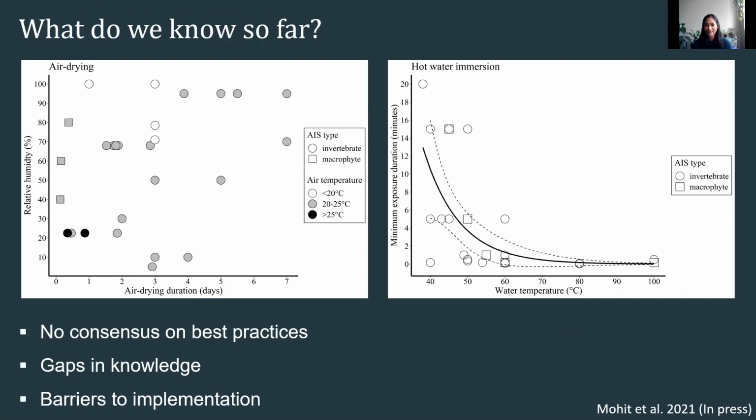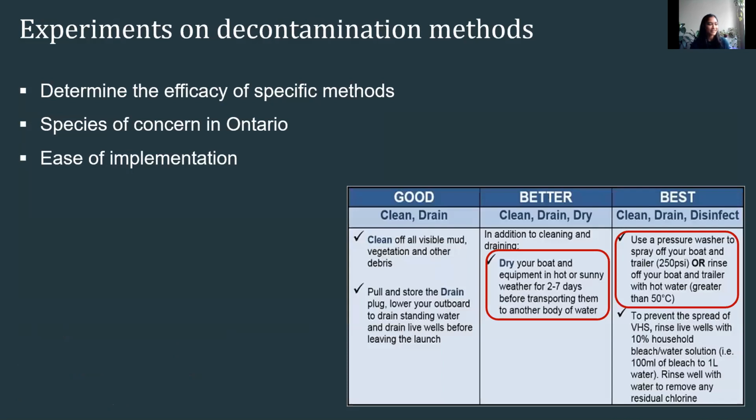We also identified important gaps in knowledge regarding a lack of studies on other methods and the species assessed. Finally, most of those studies were conducted in settings or with equipment that do not necessarily represent the conditions and tools that are in fact available for recreational boaters. So we went ahead and designed our own experiments to determine the efficacy of specific recommendations, namely air drying outside, testing a range of water pressures, and short exposure to hot water to simulate rinsing.